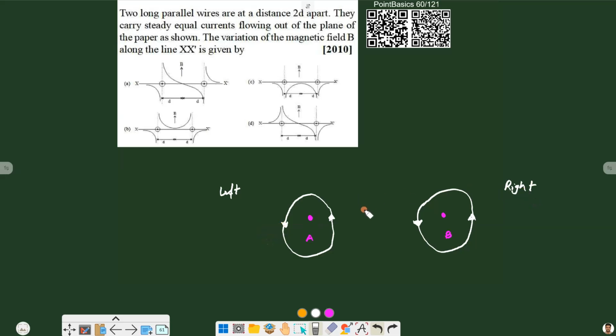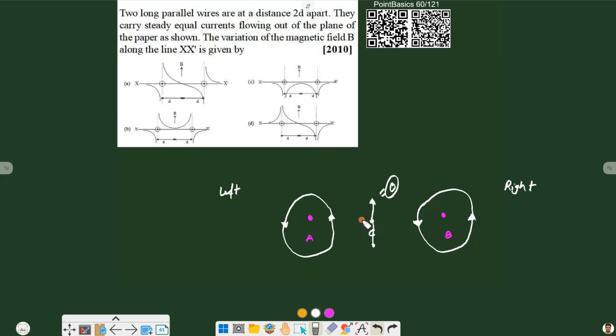And now coming to the field at the center, at the midway point, suppose this point is C. At this point there will be an upward direction field from wire A, and a downward direction field from wire B. And as both wires are identical and distances are identical, at the center the magnetic field will be 0. So at center the magnetic field should be 0, and in all of these the magnetic field is 0 at center.